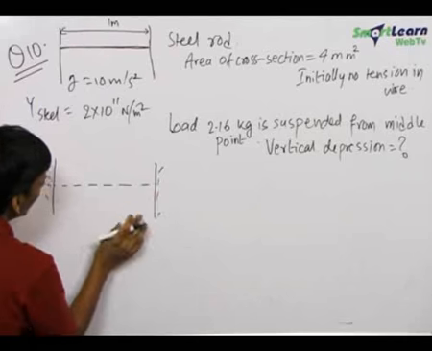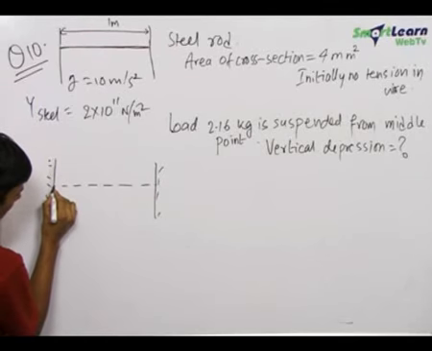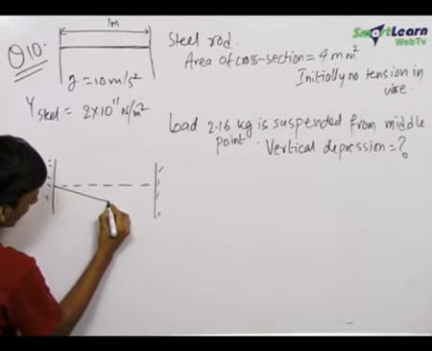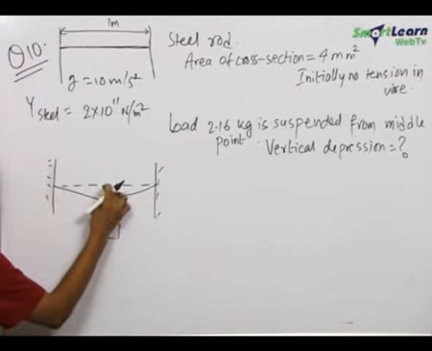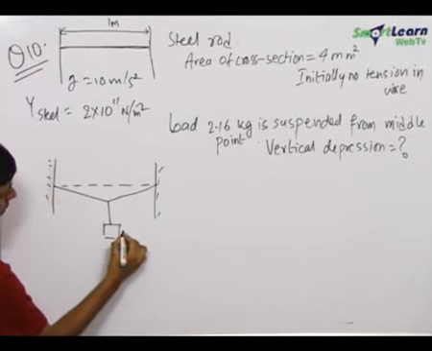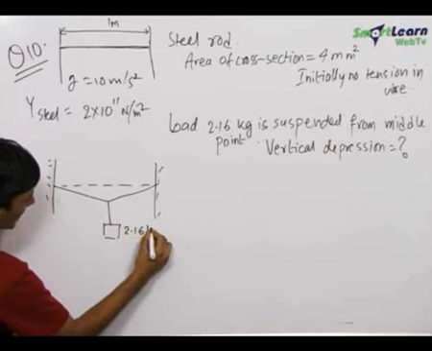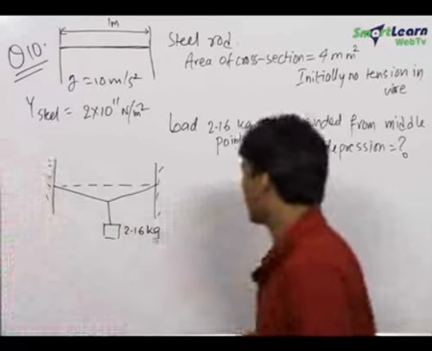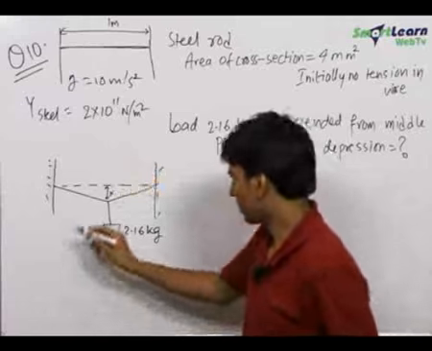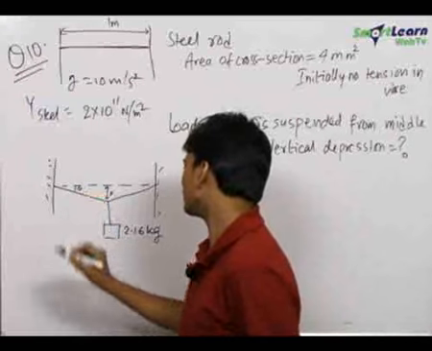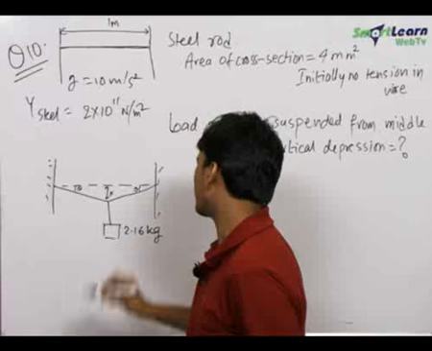The wire was initially like this and had no tension. Now the wire gets vertically displaced by some amount due to this 2.16 kg mass. This vertical depression will be very small. Let this angle be theta. This angle will also be theta by symmetry.